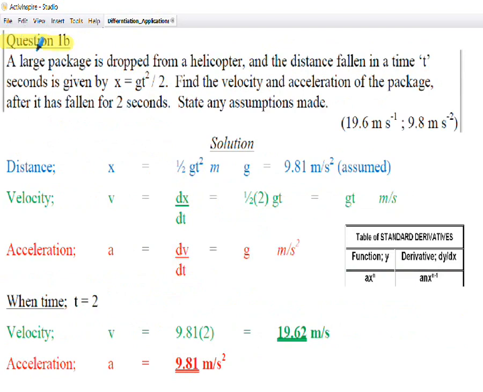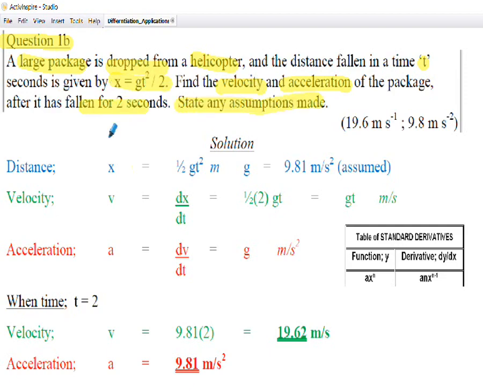So question 1b, we're told that a large package is dropped from a helicopter. It falls a distance x in time t, and the expression given to us is x equals g times t squared divided by 2. We're asked to find the velocity and the acceleration of the package after it's fallen for 2 seconds. We've got to state any assumptions we're making.